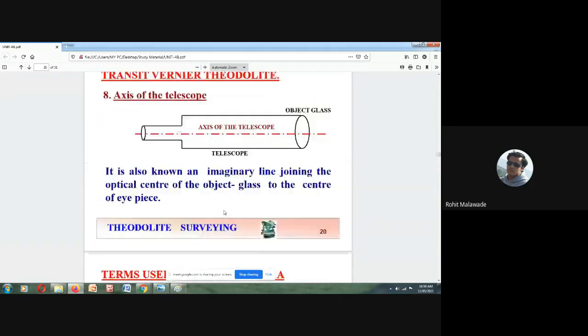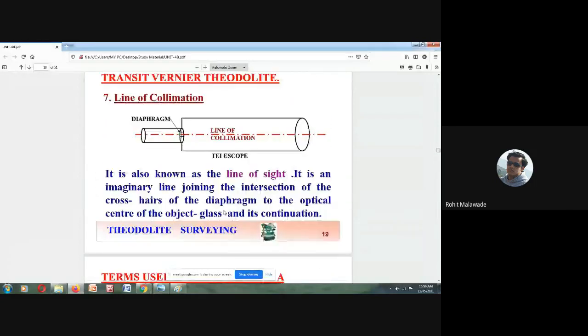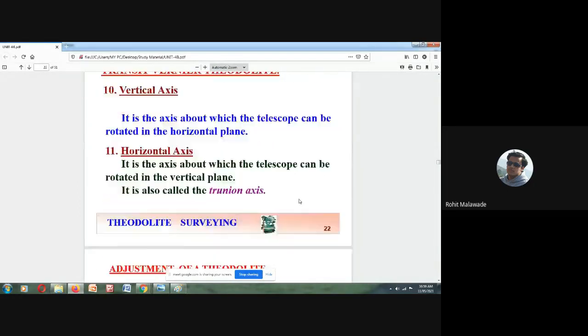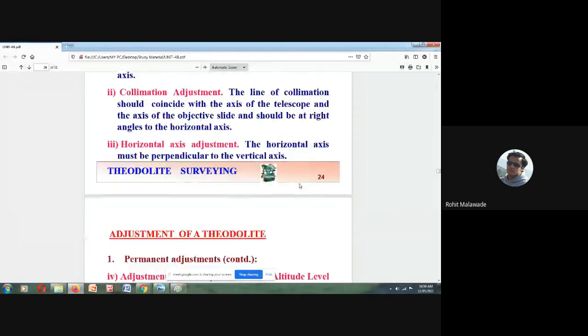Now, the axis of the telescope and the line of collimation should be exactly horizontal to each other. So, this is your line of collimation. It should be exactly horizontal. It should not be, say, up and down. The line of collimation should be exactly horizontal. It should not be up and down.